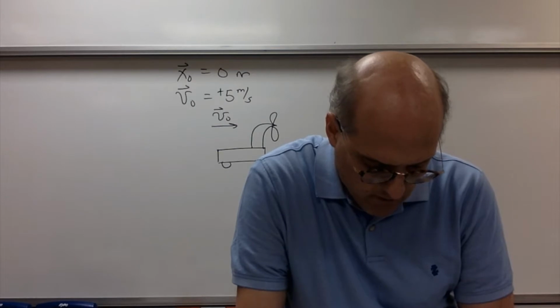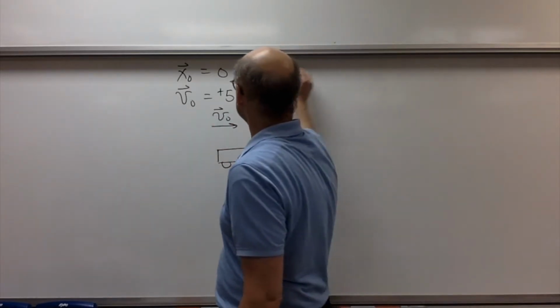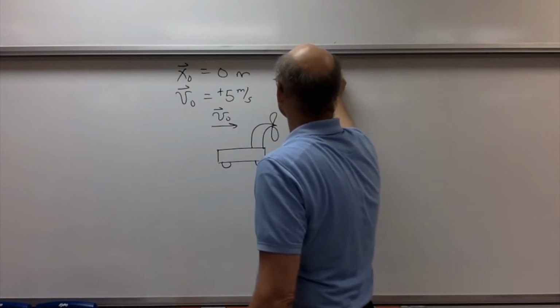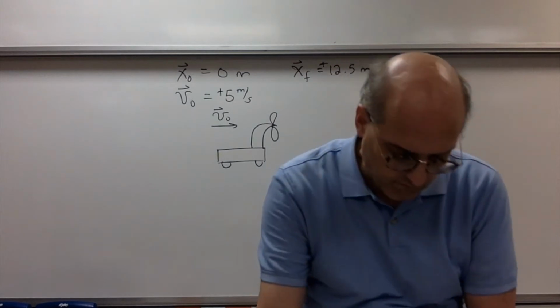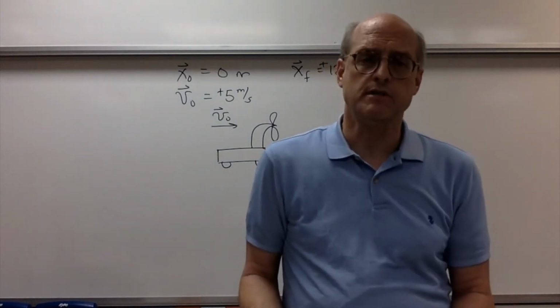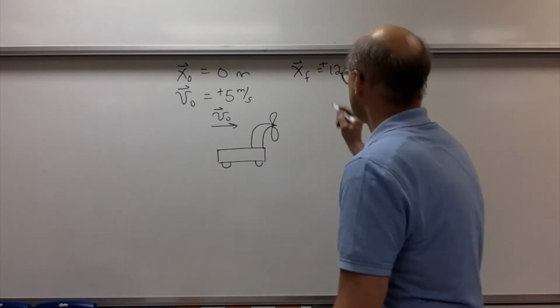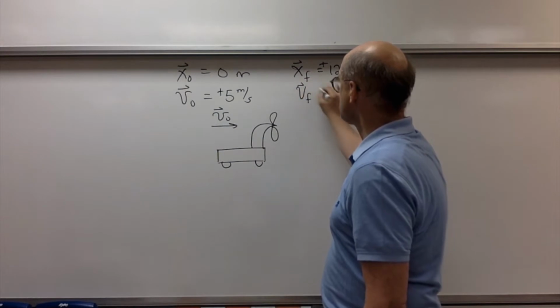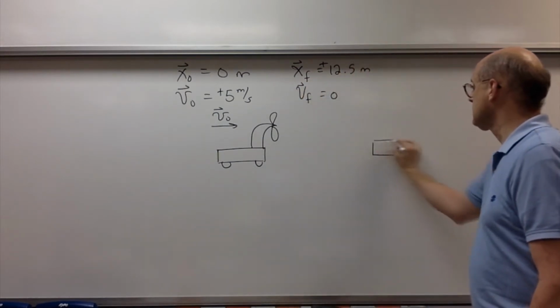Okay, the cart reaches a maximum position of 12.5 meters, where it begins to travel in the negative direction. So that means it's at rest, because that's when it starts to travel in the negative direction. So I'm going to state that the final velocity is 0. And that's going to occur on my diagram right here.